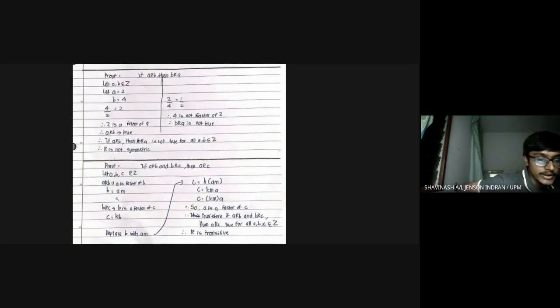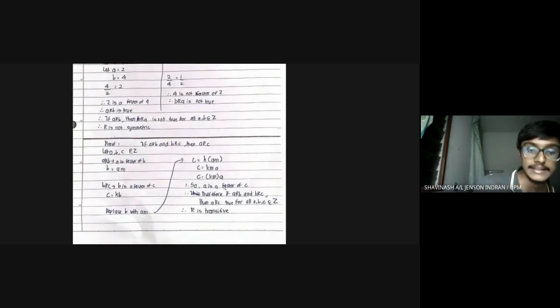Okay, for transitive, we use the same method. For multiple, we used A equals BM, but for this one, A is a factor of B. That means if A times any integer, we get B. For example, 3 is a factor of 6, so 3 times 2 gives 6. Same goes here: A times any integer gives B.